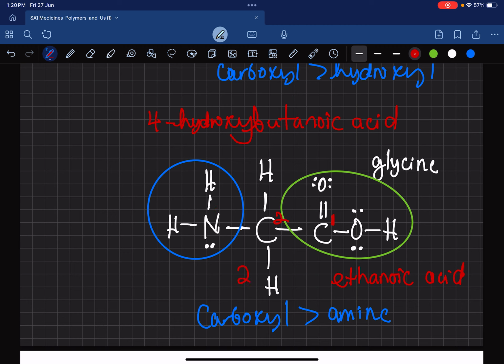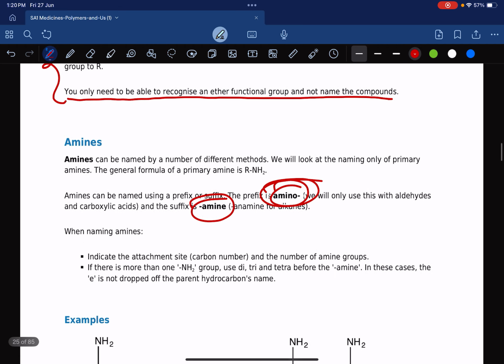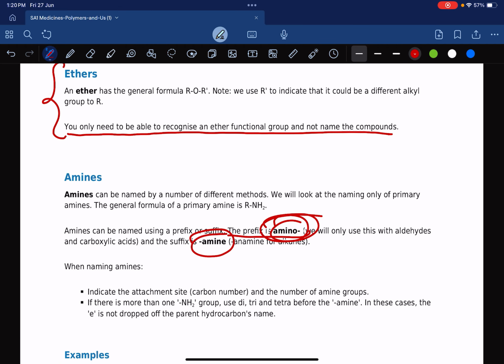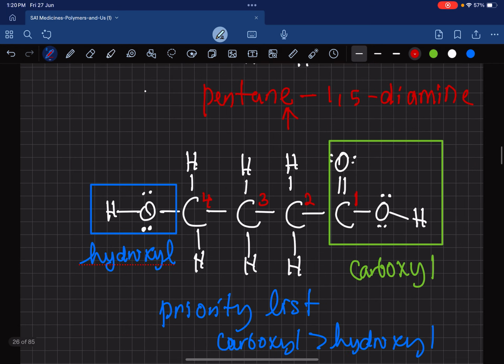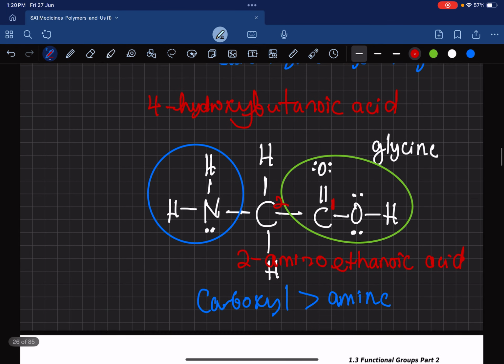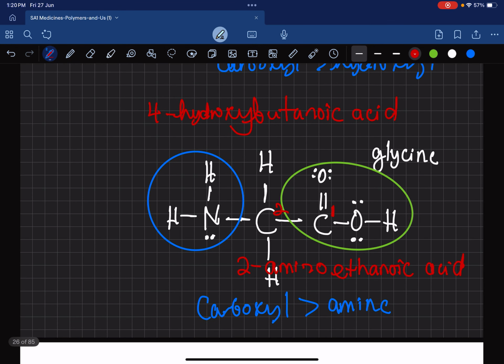So this is called 2-amino ethanoic acid. If you remember this part here, it says if it's a prefix, then it's called amino. So this is what it means. When it is present with a group which is higher priority, it is now relegated. Instead of being called amine, it's called amino. So the actual name for glycine is 2-amino ethanoic acid. That is the correct name for glycine.